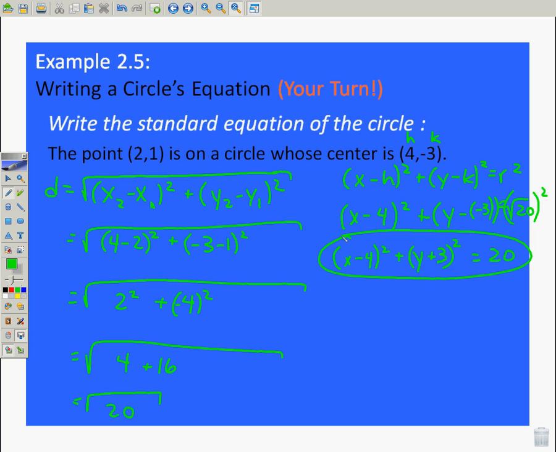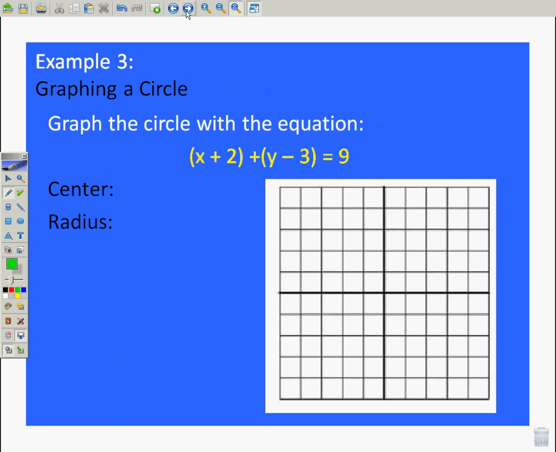Okay? Now, next 2 examples. We're going to be doing a little bit of graphing. Hold on to your hats. Given that we have the equation now, we're going to go the other way. We are going to find the center. We are going to find the radius.